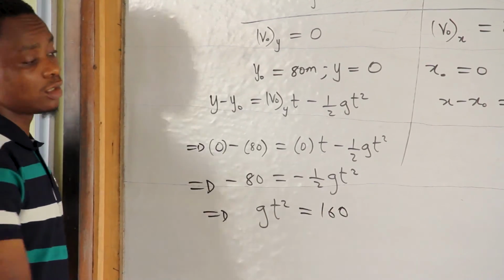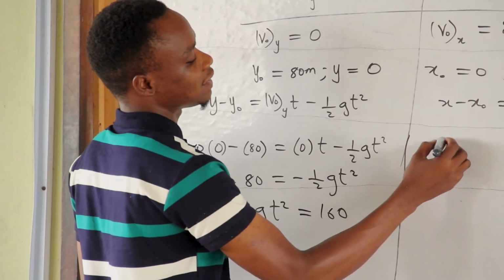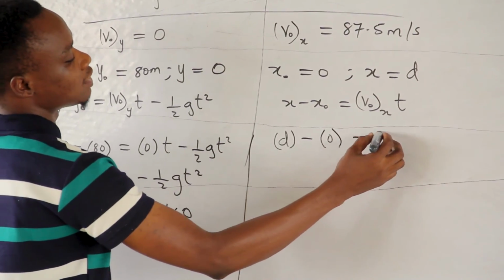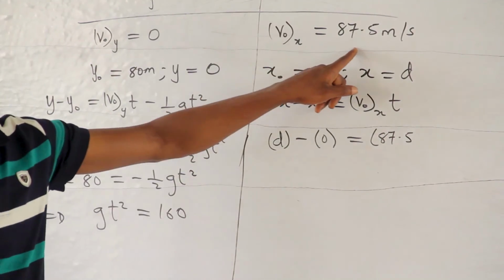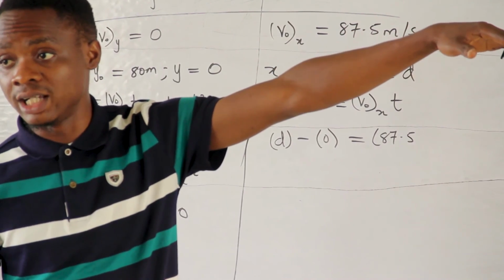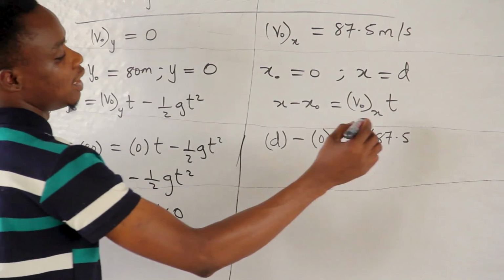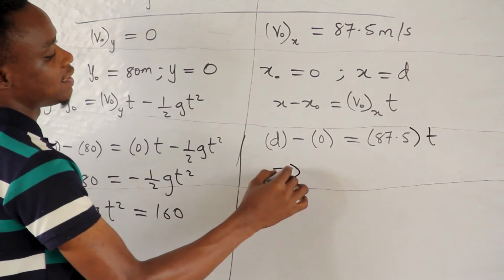When I make substitution here, I'm going to have x, that is d, minus x naught, which is 0, equal to v naught x, which is 87.5. I have to take care of the sign here also. It's positive because it's pointing in the positive x direction. This was the negative x, so I have to take care of that. So this is going to be 87.5 multiplied by t. From here, I can make t the subject.